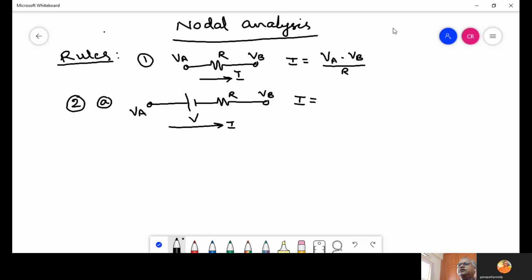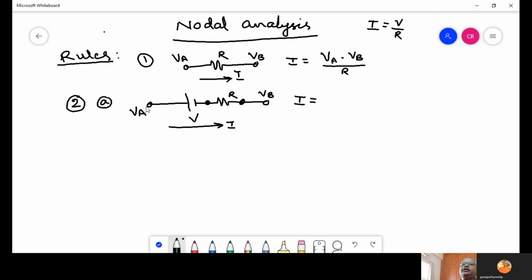Basically, as I said, Ohm's law, I is equal to V by R. What is this V? This V is the potential difference across the resistor. So what is the potential difference across the resistor? That you have to find first. So find this voltage. What is the voltage here? The voltage here is nothing but the algebraic sum of the source and VA.